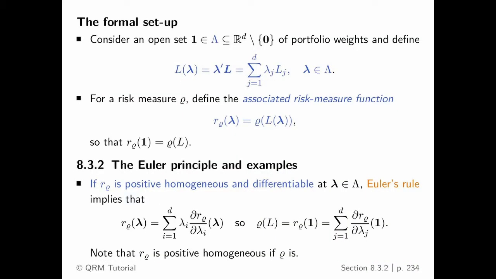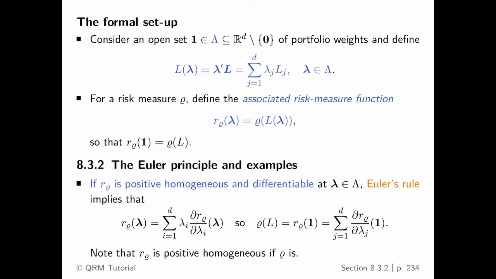Here's a formal setup. There's not much more on the slides, but never mind about those things. I've got, again, a linear portfolio. Later, I will typically take the lambdas equal to 1, but it's not important. I take a linear portfolio. I take a risk measure.